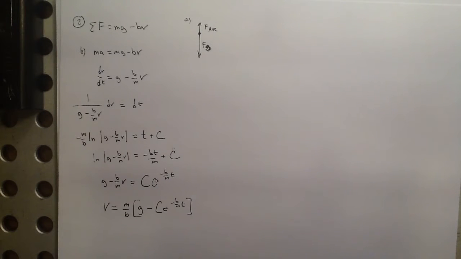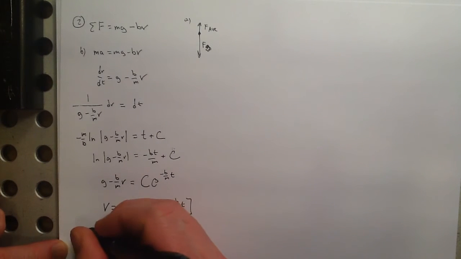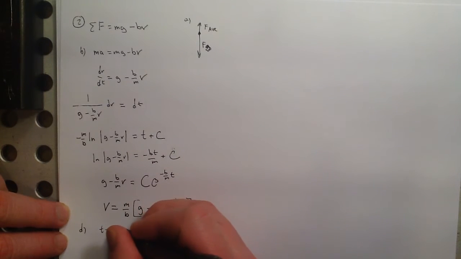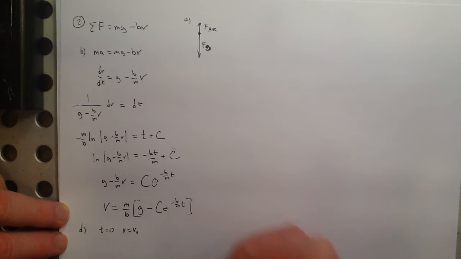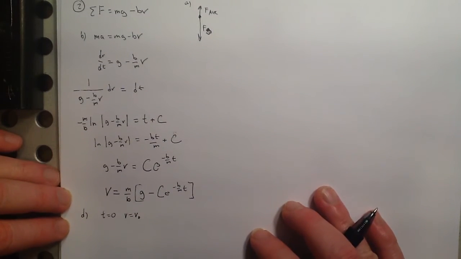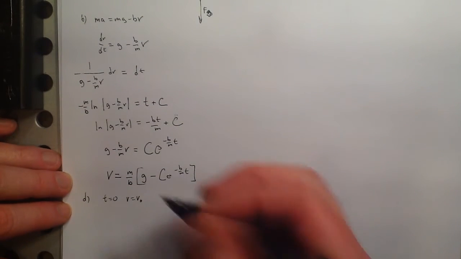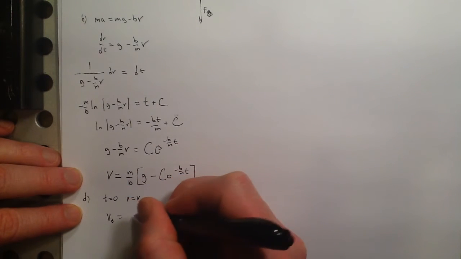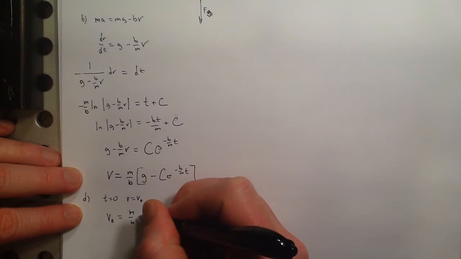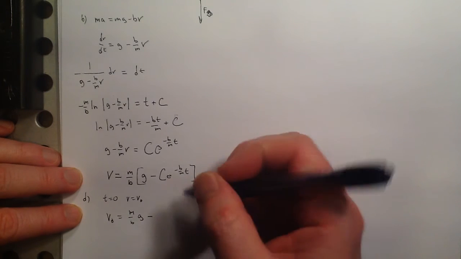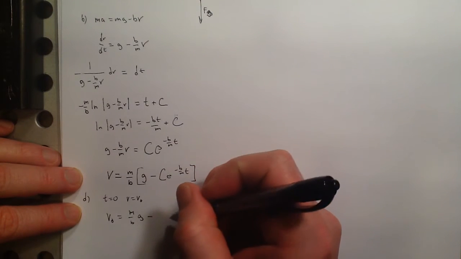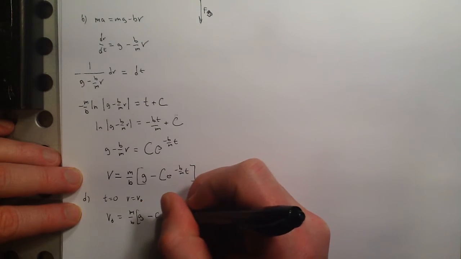I guess that's part D. Maybe I'll just do part D right now, since I have it right here. Part D is the one that says at time 0, the velocity is v sub 0. So I'll plug that in and see if I can solve for c. At time 0, the velocity is v sub 0. So that's m over b times g minus, if I plug in 0 here, this just turns into 1, so I get g minus c.